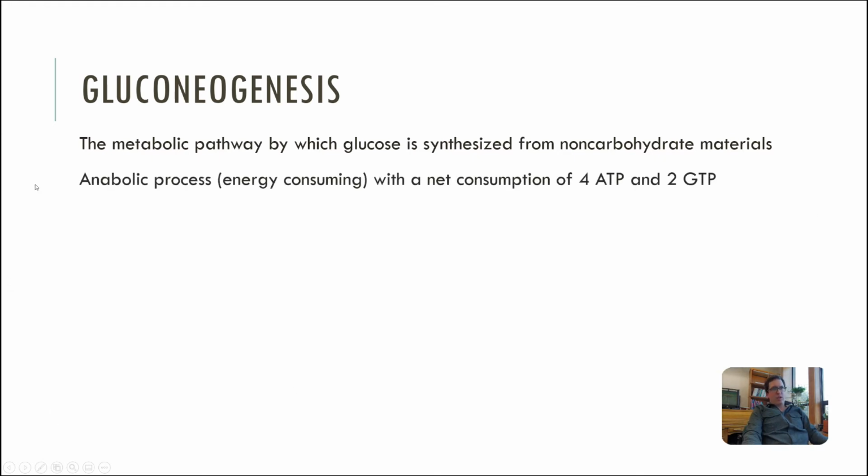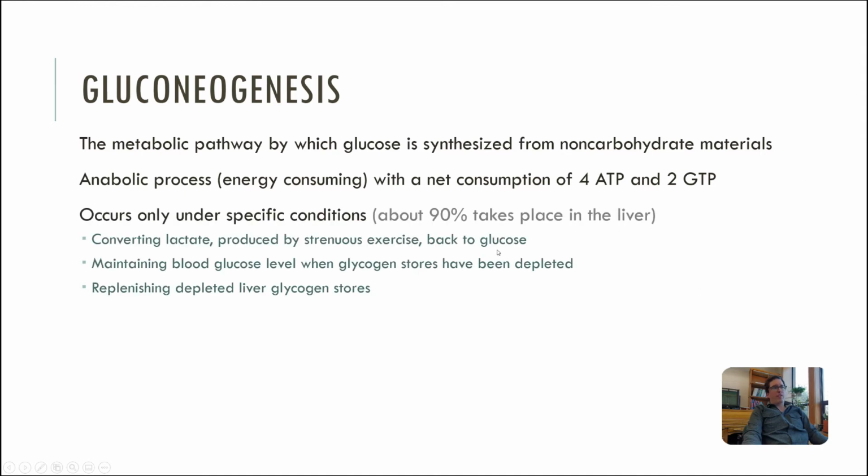This is an anabolic process. Remember, anabolic means we're building. Catabolic means we're breaking down for energy. So an anabolic process consumes energy, and as we just saw in the last slide, we have 6 high-energy molecules that are consumed. And this only occurs under specific conditions. We wouldn't generate glucose from other biomolecules unless we really needed to, because this is a fairly high energy expenditure.